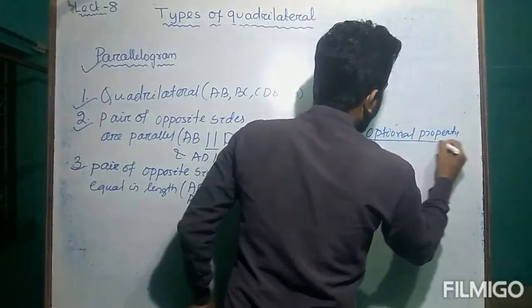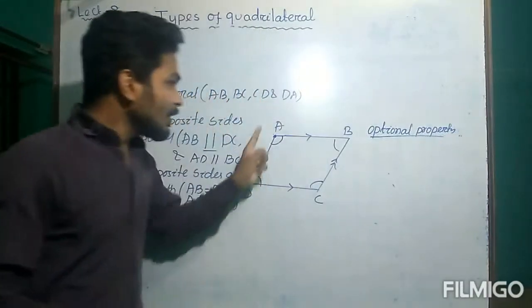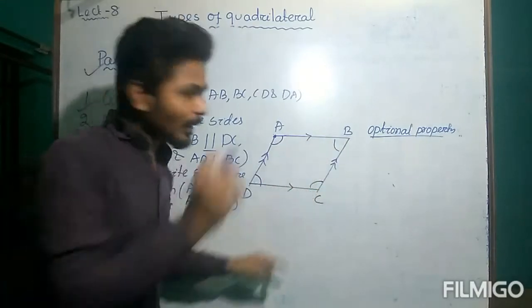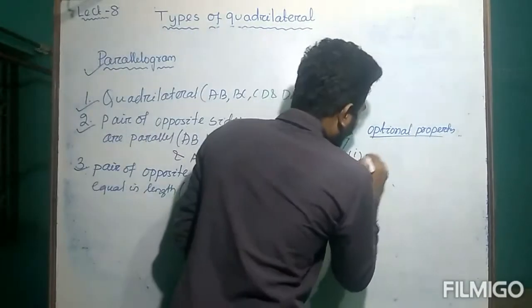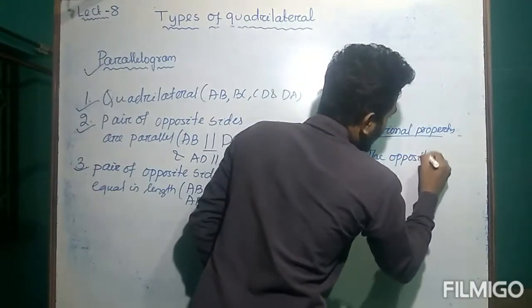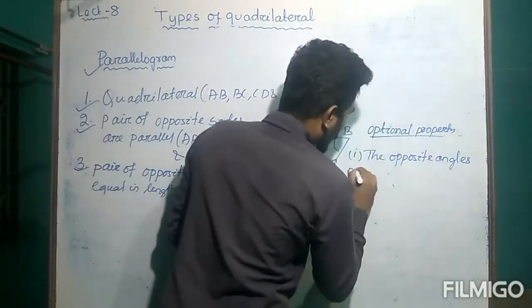The first optional property of parallelogram is that the opposite angles must be equal. First write it. The opposite angles must be equal.